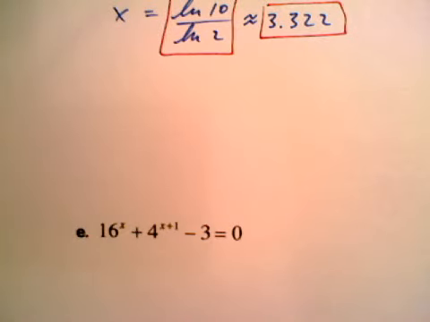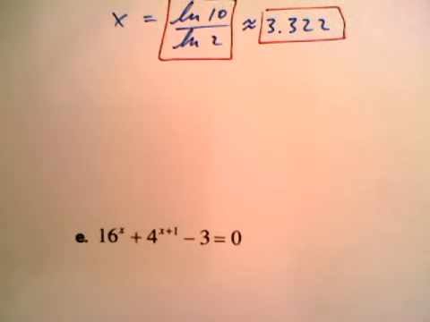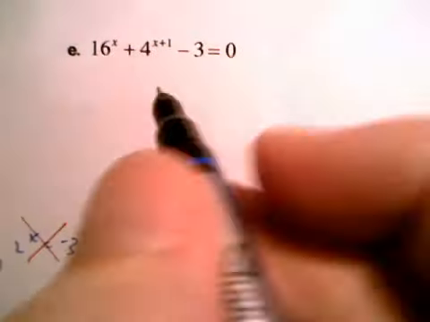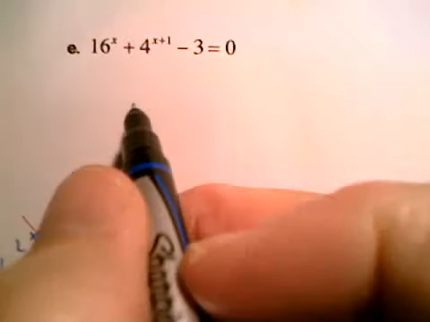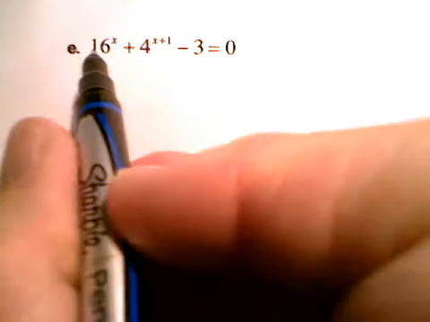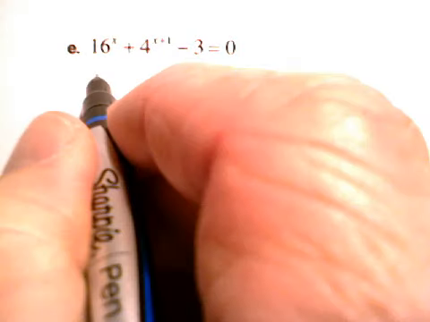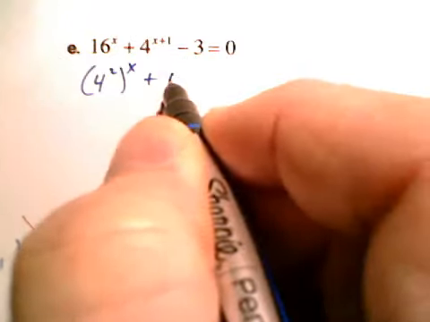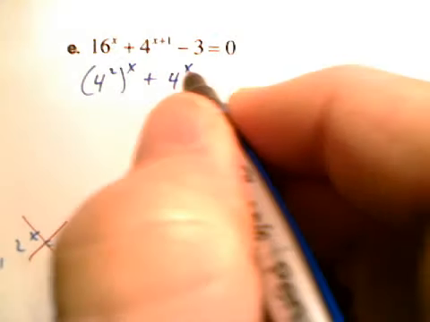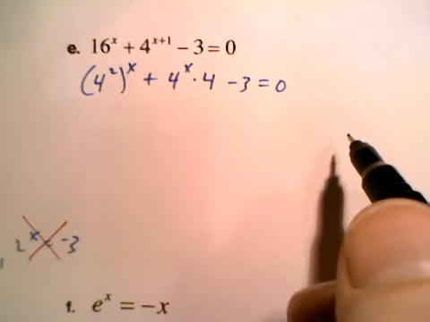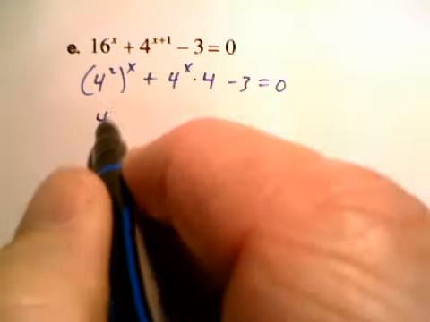Now, based on the example that we just did, example 6, this might be a little bit tricky. So I'm going to take my time here. What you should notice is you could either express 16 as a power of 4 and 4 as a power of 4, or you can go down to base 2. But I'm going to just go ahead and write this as 4 squared to the x plus, now I don't like this x plus 1, so I'm going to rewrite this as 4 to the x times 4 minus 3 is equal to 0.